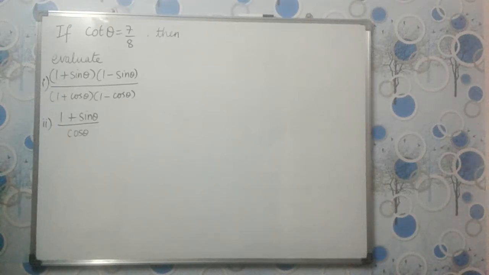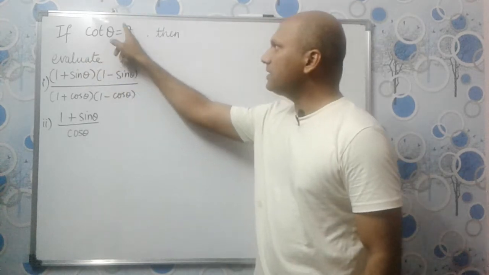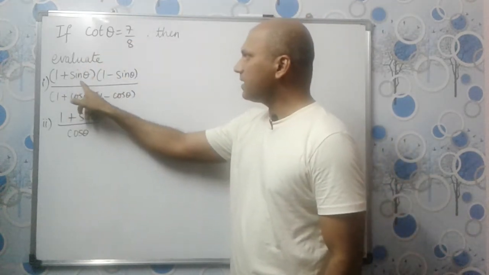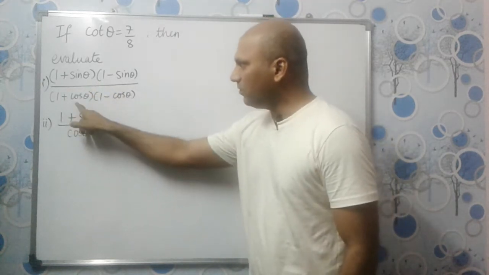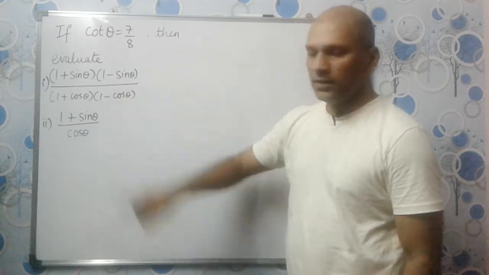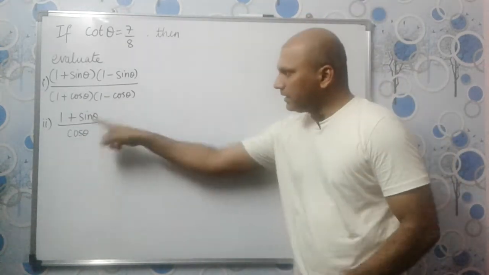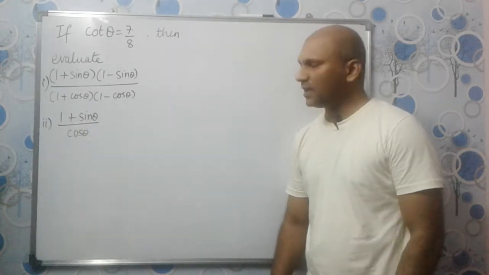Hello students, in this video we will solve this problem from trigonometry. Cot theta is 7 by 8. Then evaluate (1 plus sin theta) multiplied by (1 minus sin theta) divided by (1 plus cos theta) multiplied by (1 minus cos theta). And the second bit is (1 plus sin theta) divided by cos theta.